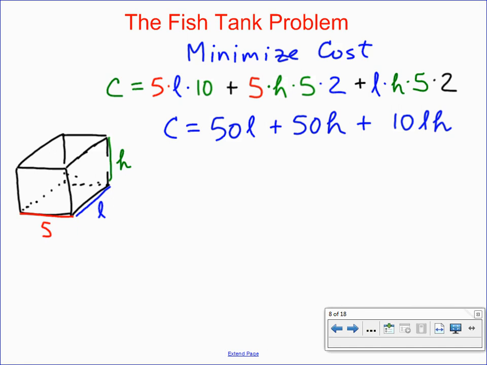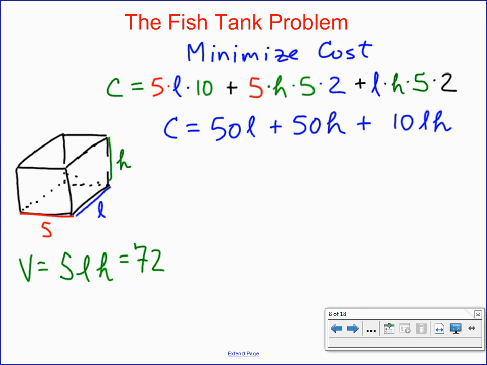The volume is set, isn't that fixed? And so my volume of this aquarium is going to be, Kyle, you told us at the beginning, was it 72? 72. So the volume is 72, and I'll go ahead and use that constraint. My volume V, given by a rectangular solid 5 times L times H, is fixed at 72 cubic feet. Therefore, I could solve this for L or for H and then plug back in. Which one do you guys want to solve for?